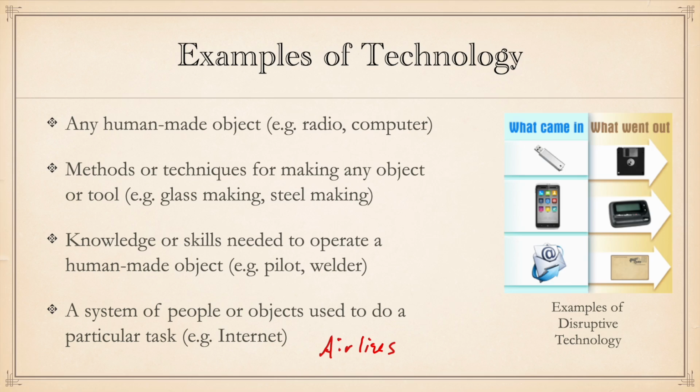So, some examples of disruptive technology. Disruptive technology is when you have a new technology developed that actually replaces something else. So, we think about USB drives. Well, they replaced floppy disks. And then actually, floppy disks replaced punch cards.